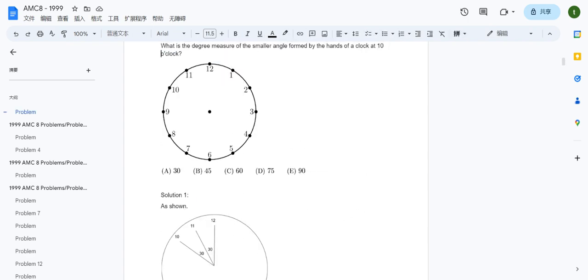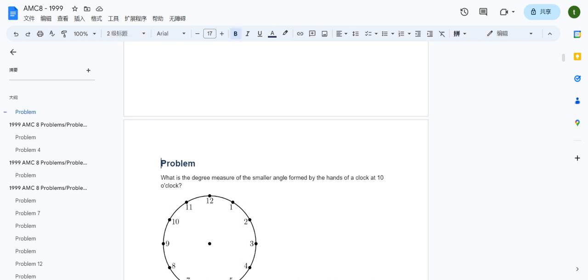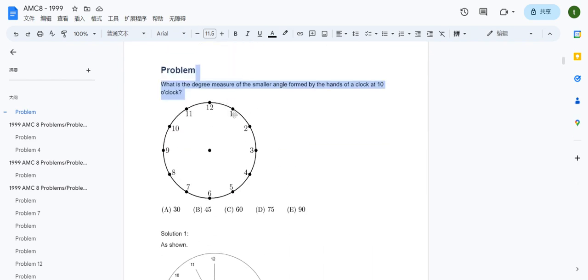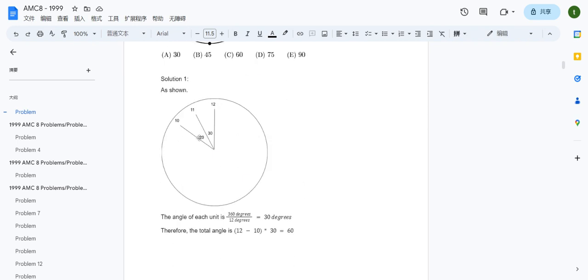Now let's talk about problem 2. What is the degree measure of the smaller angle formed by the hands of a clock at 10 o'clock? Let's see this problem. From this problem, we can see that each gap is 30 degrees. Why? Because the total circle is 360 degrees and there are 12 gaps. So each gap is 30 degrees.